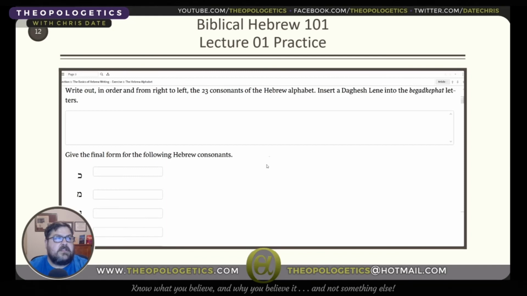But we're going to skip ahead to this question, which says, write out in order and from right to left the 23 consonants of the Hebrew alphabet. Insert a dagesh lene into the Begad Kafat letters. All right, so I'm going to do some typing now, and I'll try to go a little bit slowly so that you can get ahead of me. But first up is Aleph-Bet. Sorry about the font of these. I can't help it. It's Logos, not PowerPoint, so I don't have control over the font. And it's a typing field in the workbook.